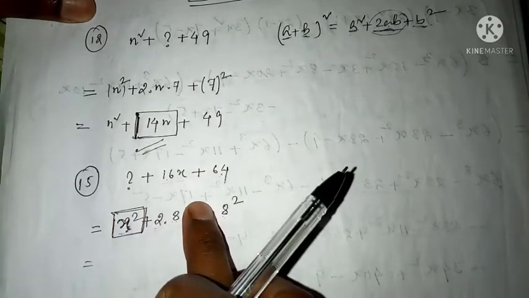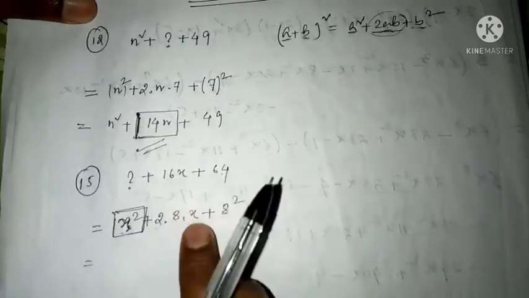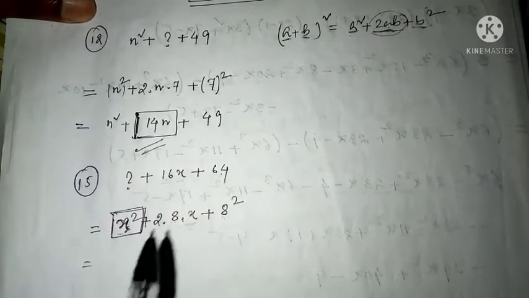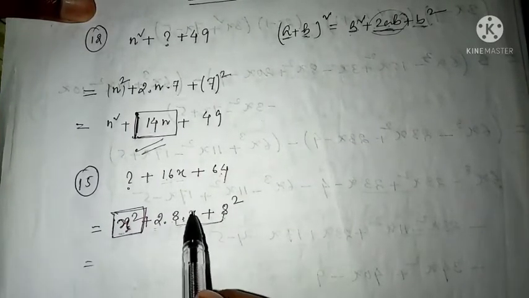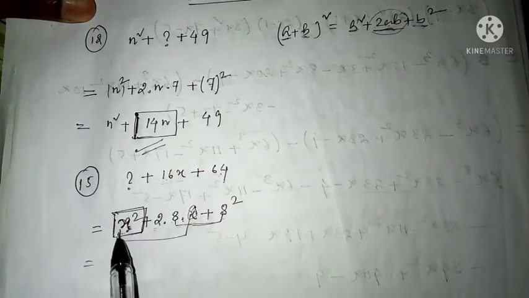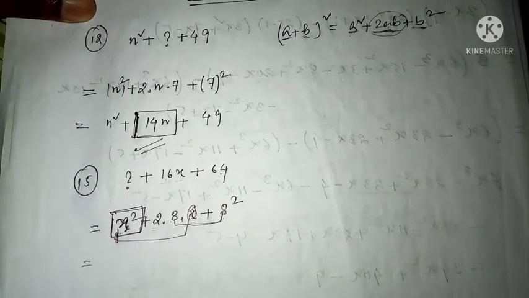That means what should I multiply here to make it 16x? I must multiply by x. Here 2 is from the formula, 8 is your third term, that means this x must be your first term. So this will be your x square.